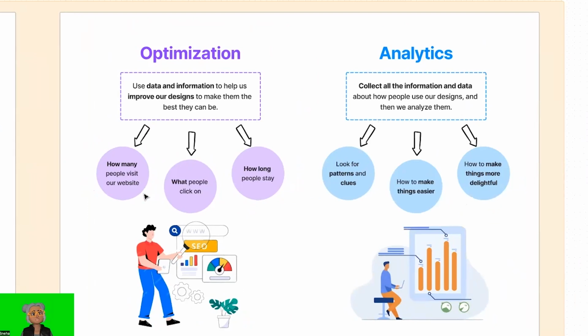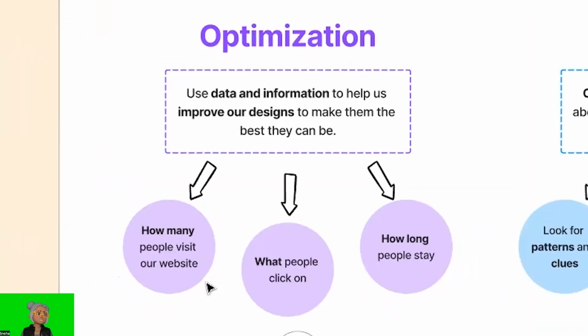Optimization is like making your toy or design even better and more awesome. Just like when you customize your toys to make them cooler or add more features, optimization helps us improve our designs to make them the best they can be. We use data and information to optimize. It's like having a secret treasure map that tells us what people like and what they don't. We look at things like how many people visit our website, what they click on, and how long they stay. This information helps us understand what's working well and what we can make even better.